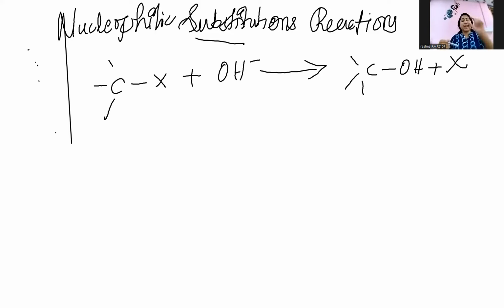X minus, or halogen, is also a nucleophile, so it is replaced by OH minus in this reaction. Hence the name nucleophilic substitution reactions. Here we are studying two types of nucleophilic substitution reactions: SN1 reactions and SN2 reactions. Both are very simple and very easy. You just compare and study, and you will easily score high marks in these topics. First we are going to deal with the SN2 reaction and next with the SN1 reaction.